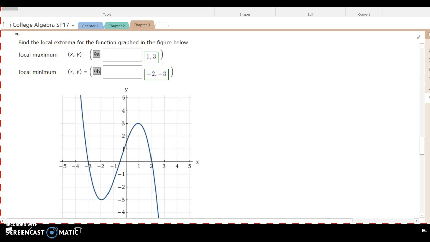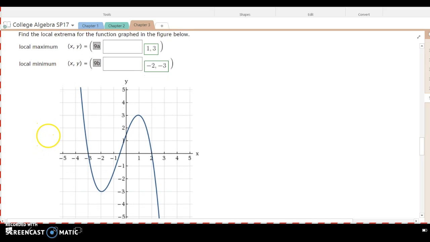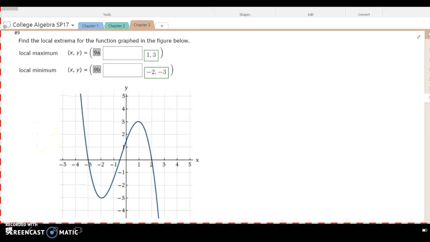Number 9 says find the local extrema for the function graphed in the figure below. This just wants to know, in looking at the graph, where does it appear that there is a maximum and where does it appear that it's a minimum. So they're looking for an ordered pair.